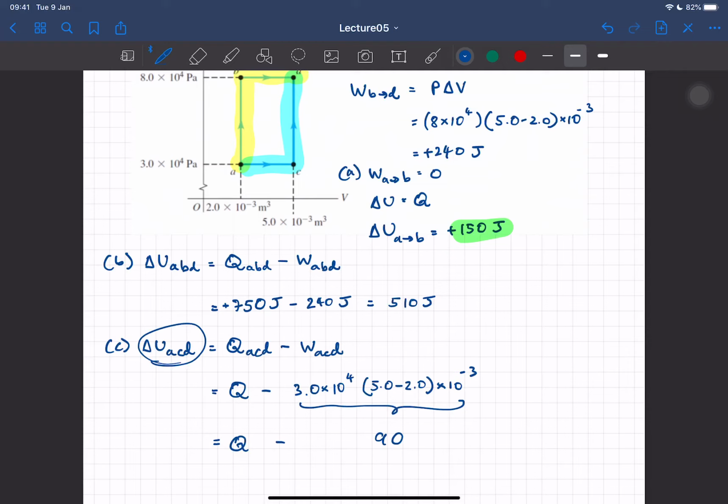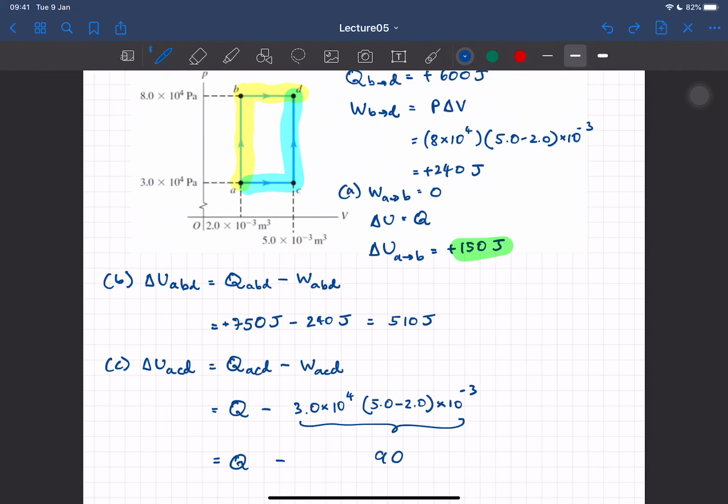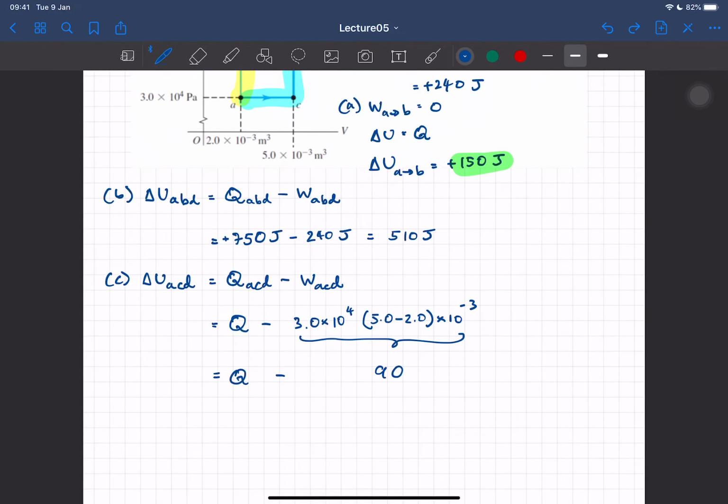What about this? Do we know this? Well, yes, we do, because remember that delta U does not depend on the path that you take, right? So as long as you start from A and end up at D, delta U is going to be the same. That means we can just take delta U from the previous question and substitute it into the left-hand side here. It's going to be the same number, even though it's a different path, because delta U is path independent. So we can write this to be 510, right? So Q is simply 510 plus 90, so that's going to be 600 joules.